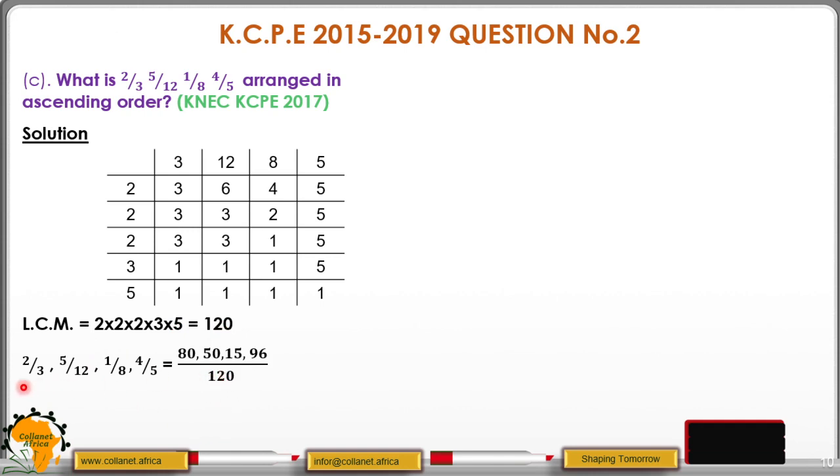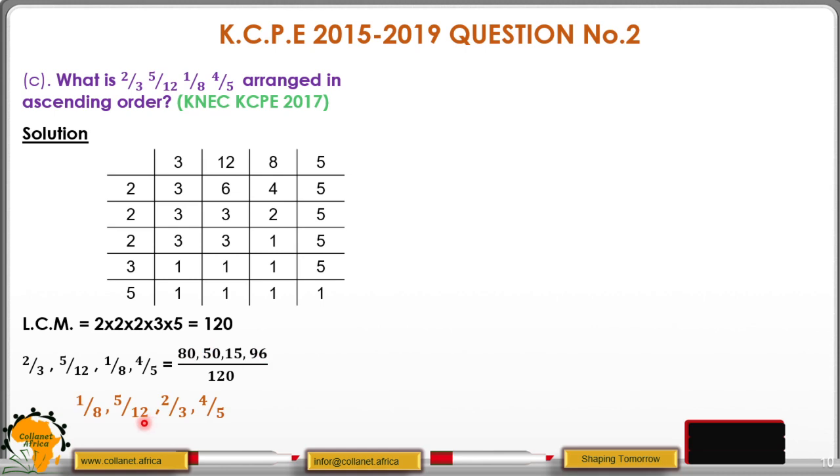So 120 divided by 3 you get 40. 40 multiplied by 2, which is the numerator, you get 80. 120 divided by 12 you get 10. 10 times 5 you get 50. 120 divided by 8 you get 15. 15 times 1 you get 15. Then 120 divided by 5 you get 24. 24 times 4 you get 96, meaning this is the smallest, followed by the next ones, and this is the largest. This is the largest fraction.